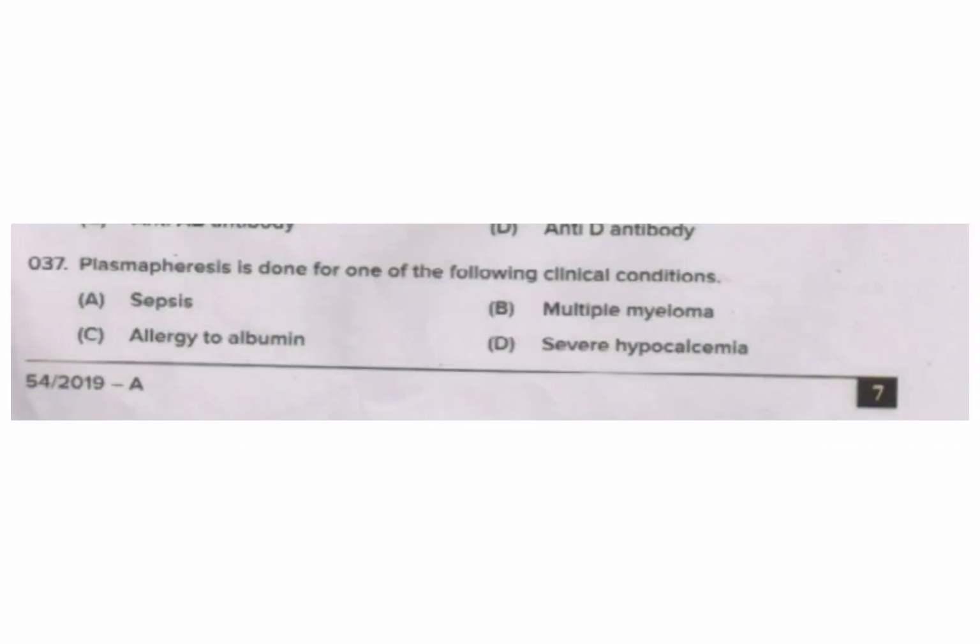Next question. Plasmapheresis is done for one of the following clinical conditions. Options are: option A, sepsis. Option B, multiple myeloma. Option C, allergy to albumin. Option D, severe hypokalemia. The answer is option B, multiple myeloma.